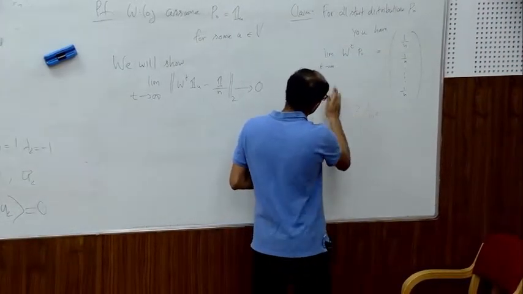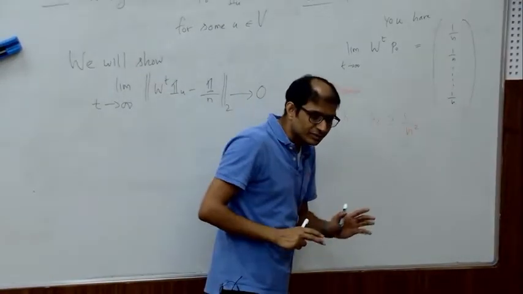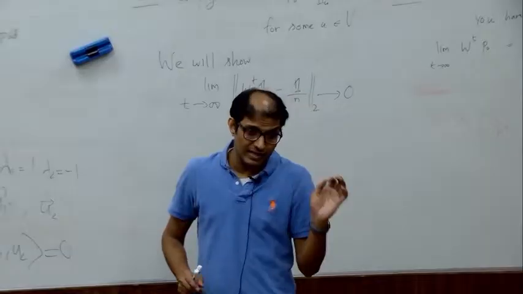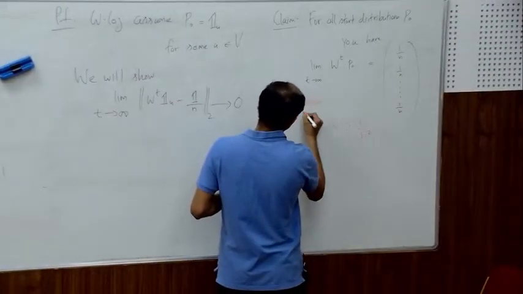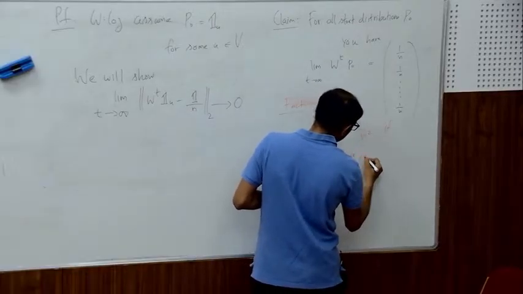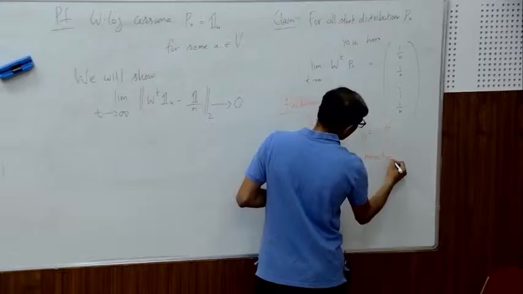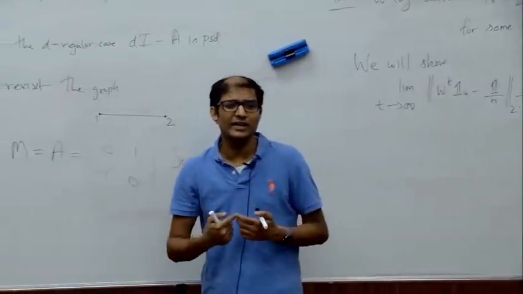So in fact, I'll be a bit more careful. It turns out that I don't even have to make this assumption. If your graph is connected, lambda 1 minus lambda 2 is at least 1 over n square. That's a fact that we'll prove later. And I'm writing eigenvalues of W in decreasing order.